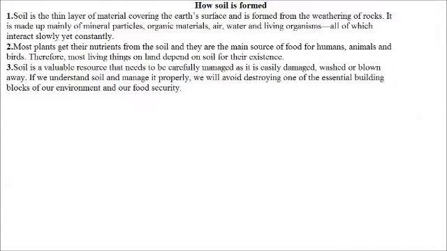Now this is what I have tried to explain in a very simple way, how soil is formed. This part is not available in your textbook, but it's just from my end. I have tried to explain it to you in a simple way, so just go through it. Soil is the thin layer of material that is covering the earth's surface and is formed from the breaking of rocks. So how is soil formed? Due to breaking of rocks, first step.